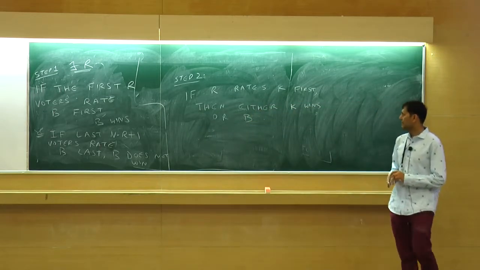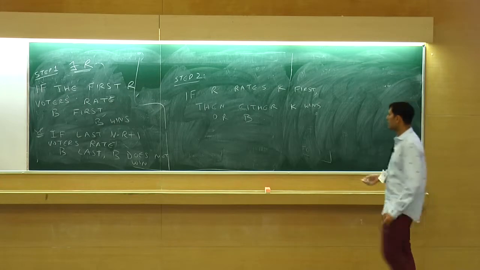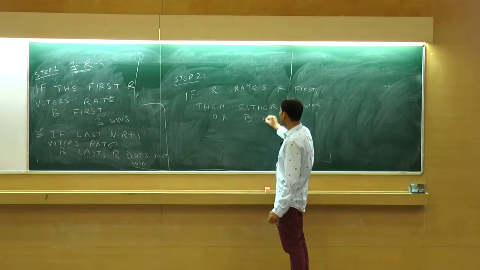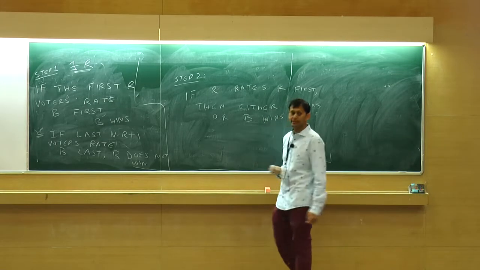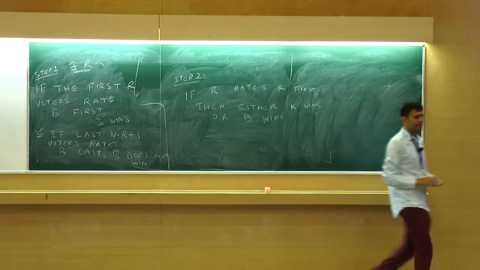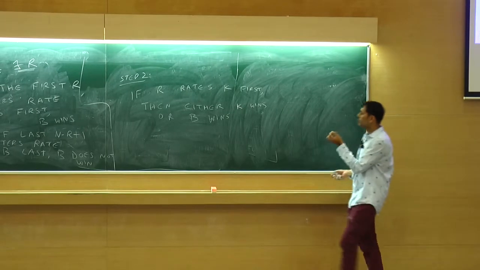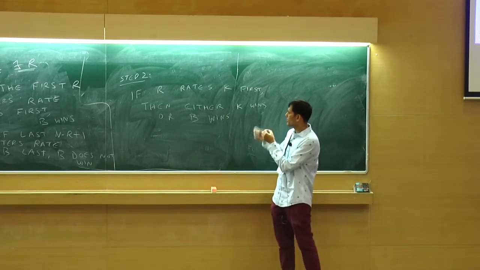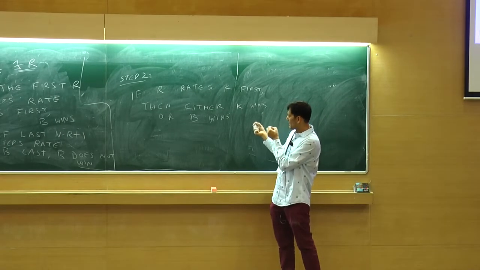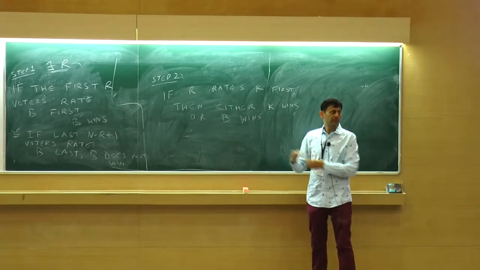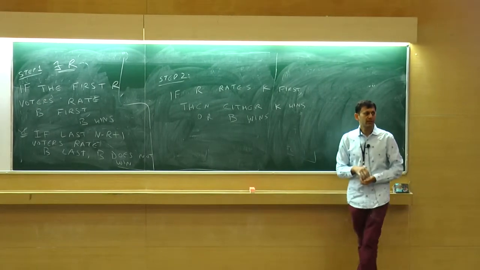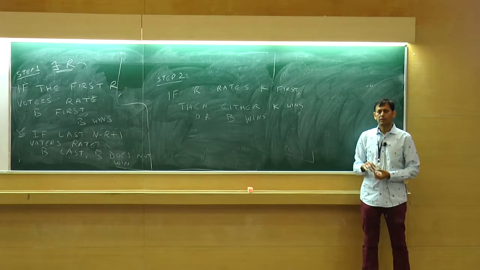If R rates K first, then either K wins or B wins. This is almost like half a dictatorship. So you take this pivotal voter for B, and if the pivotal voter rates K first, then either K wins or B wins.